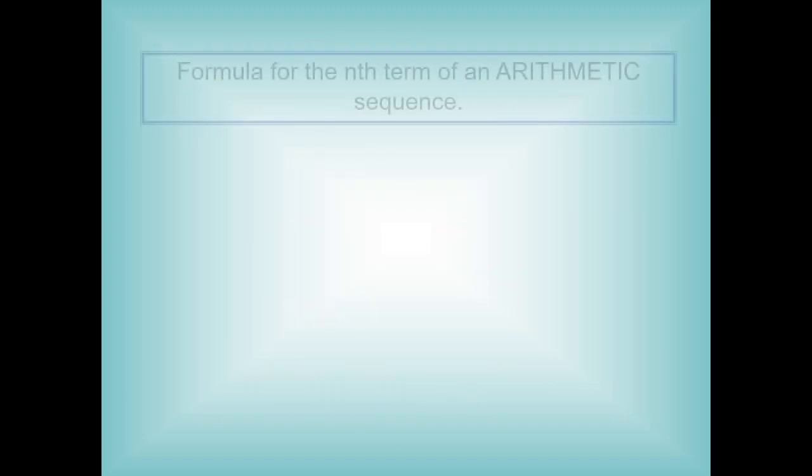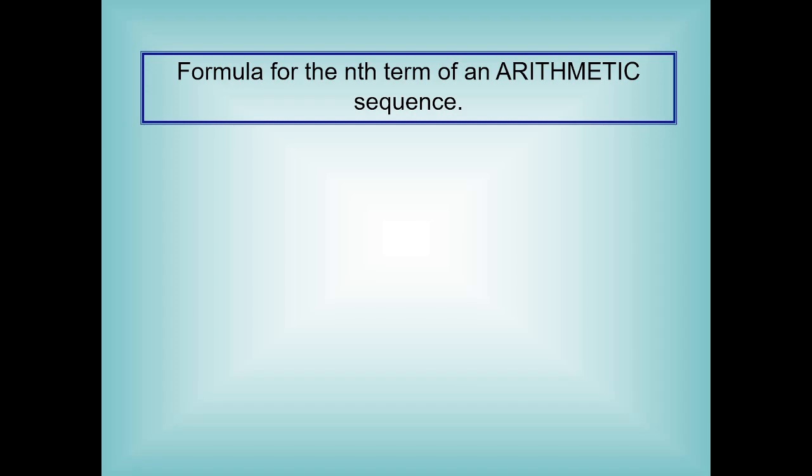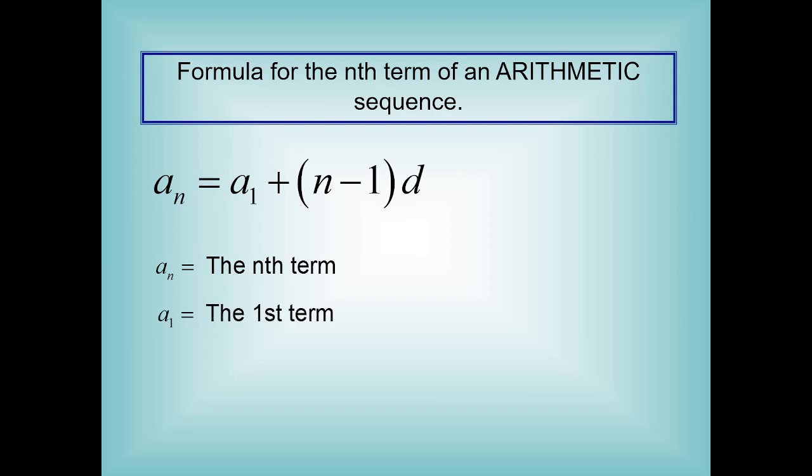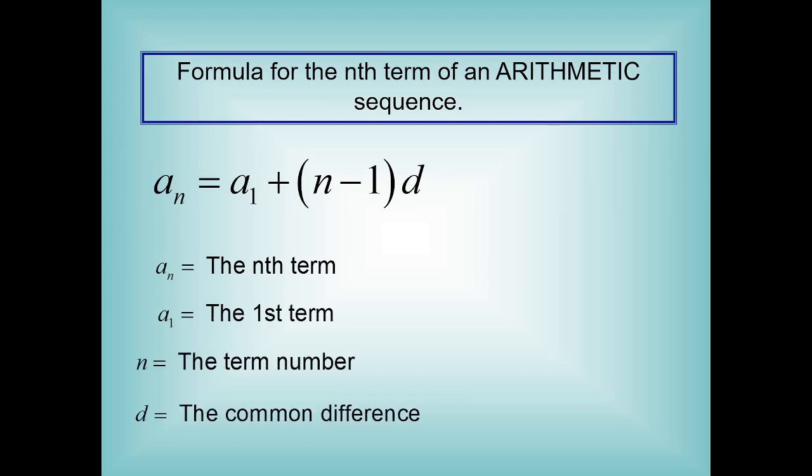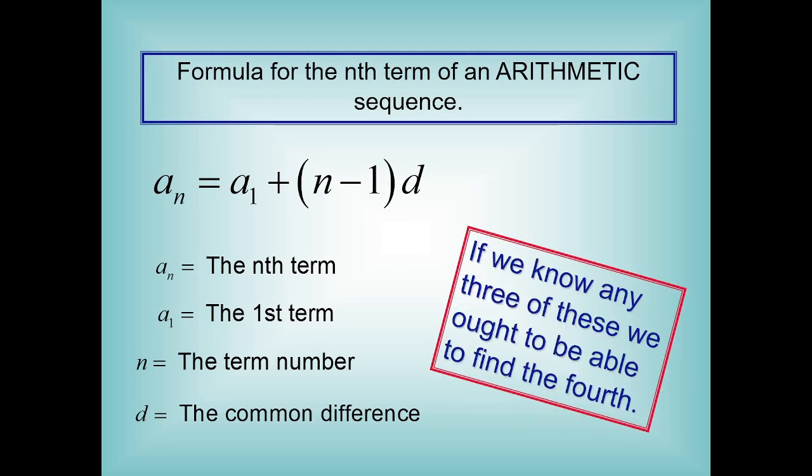Now, the formula for the nth term. I introduced this formula previously, so we have here our formula. You already know the nth term, the first term, the term number, and the common difference. In our discussion today, there will be items where we solve for the first term, the n, and the common difference, because you already know how to solve for a sub n, or the nth term.